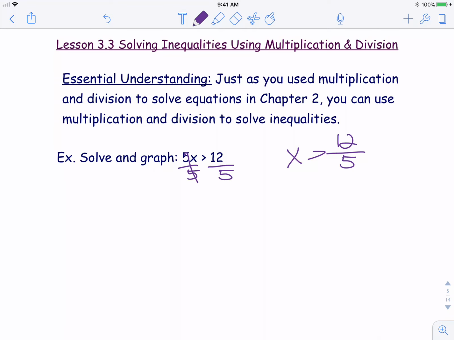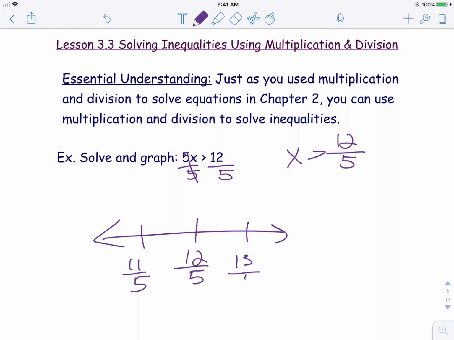Remember, 12 and 5 do not have any common factors, so your answer is just that improper fraction of 12 fifths. When I draw my number line, I can place 12 fifths on my number line, and anything smaller than that would be 11 fifths, or greater than that would be 13 fifths. I'm not including 12 fifths as a solution because I have to be bigger than 12 fifths, since it says x is greater than 12 fifths. So I'm going to use an open circle to represent that I'm not including 12 fifths as a solution. And everything bigger than that would be represented by everything to the right of that on the number line.